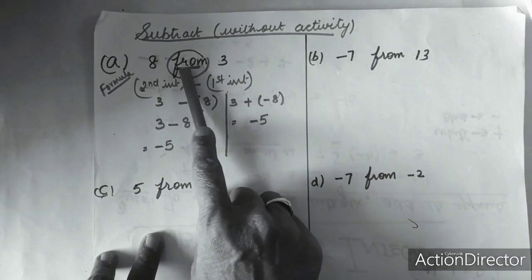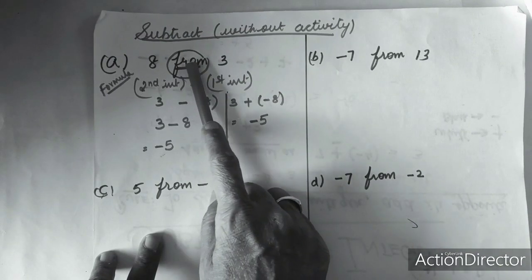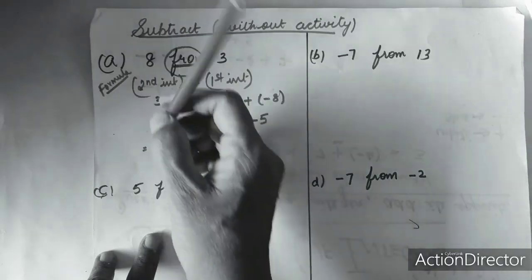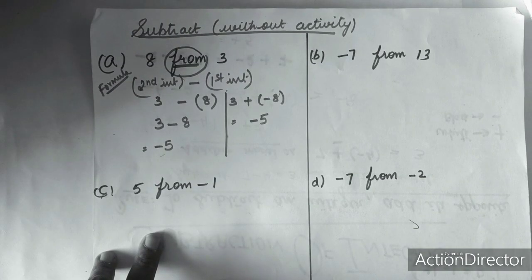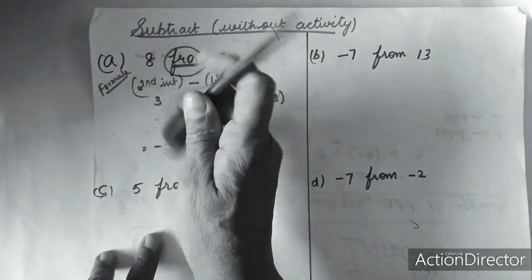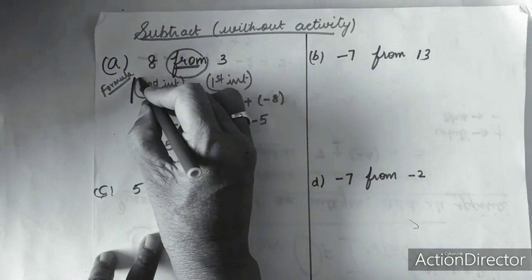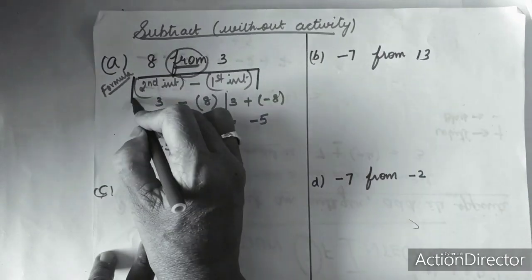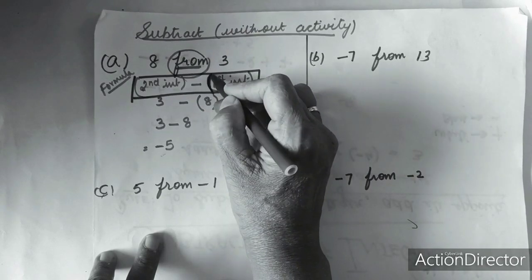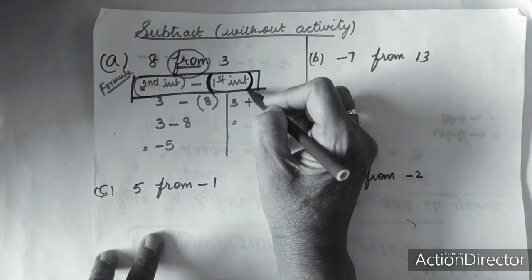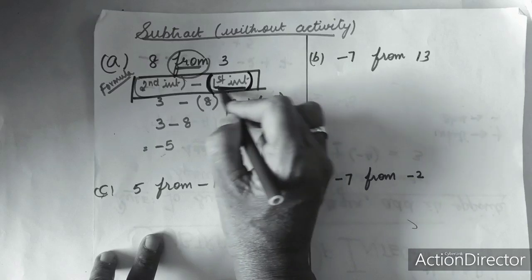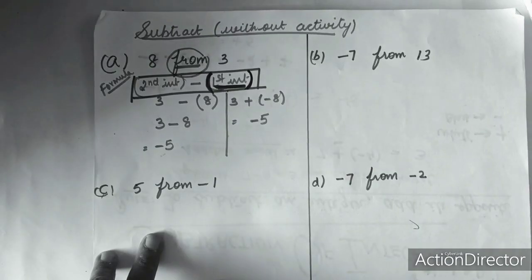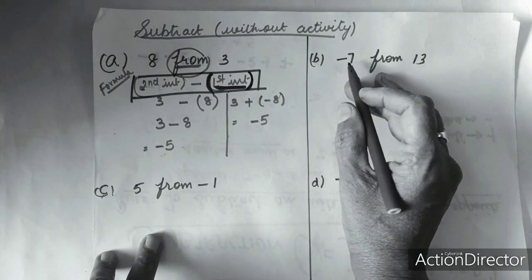But whenever you have from, please don't forget, you have to remember this formula, that is, second integer minus first integer in bracket. This bracket is very essential. It has to be written in bracket. The first integer has to be written in bracket. Now let us move on to the second sum.